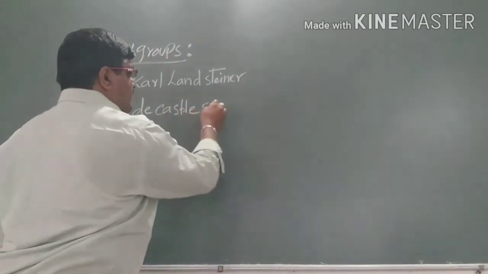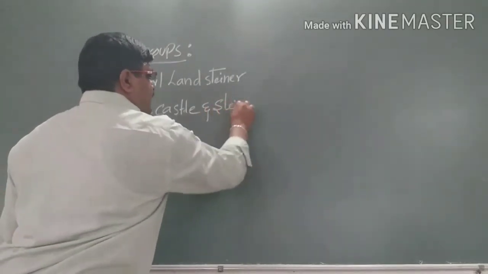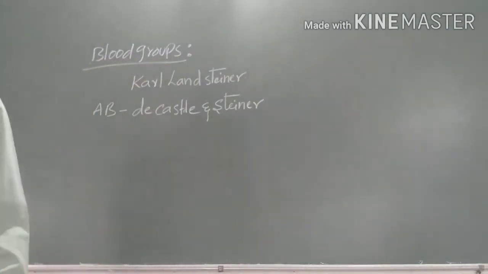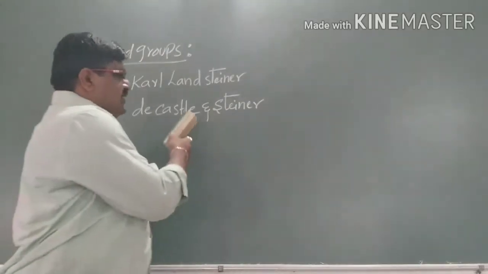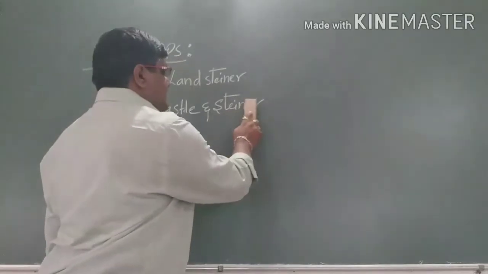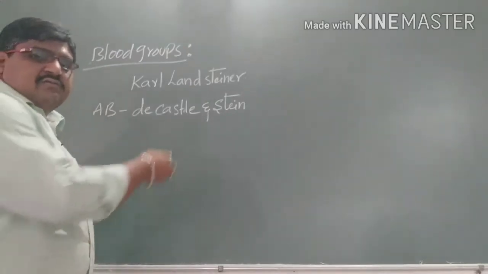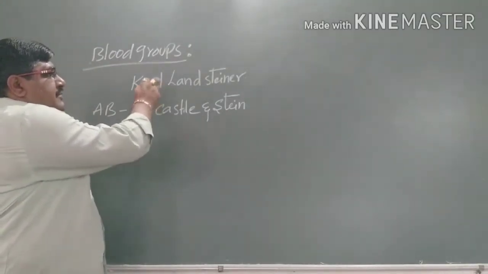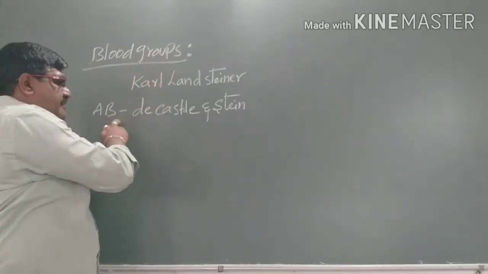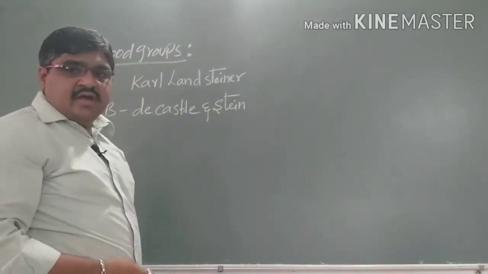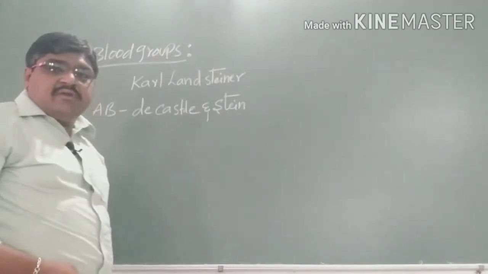and Sturli. So these are the two persons. The blood group was first discovered by Karl Landsteiner, and the AB blood group was discovered by Castelli and also Steiner. So these are the two persons who discovered the blood groups.